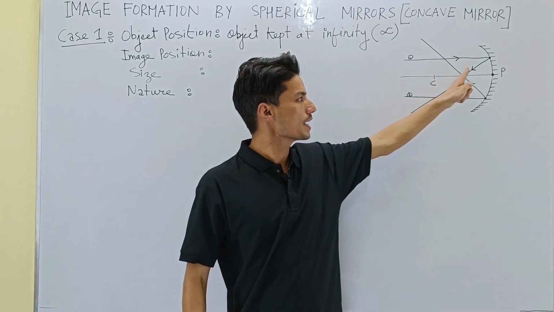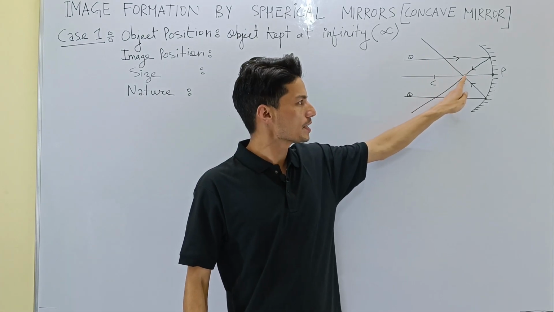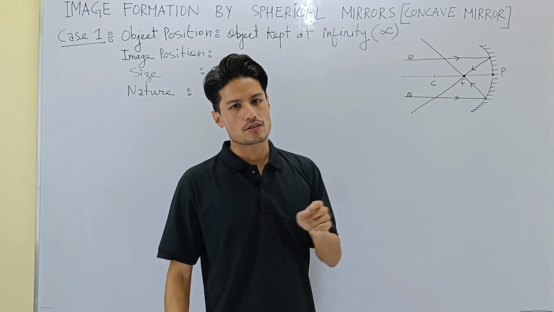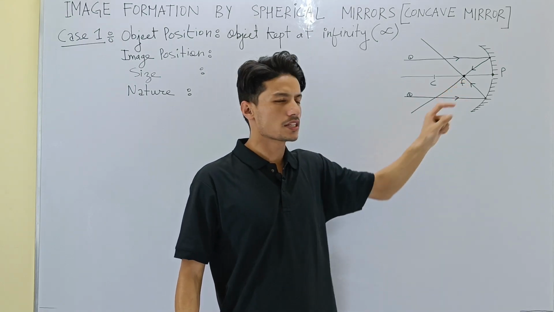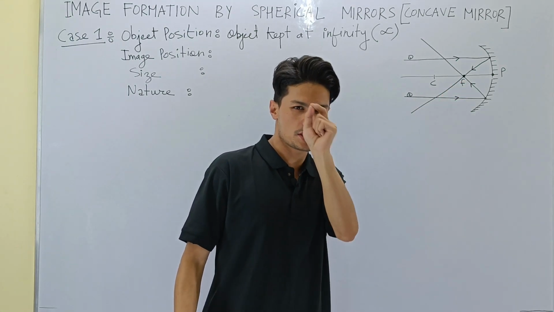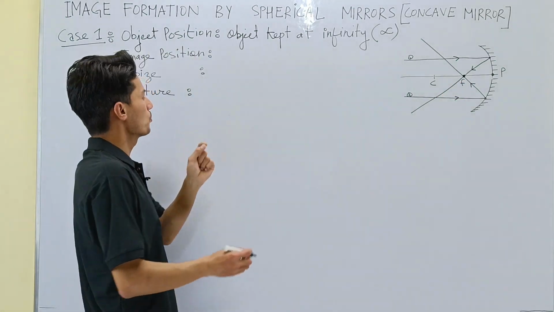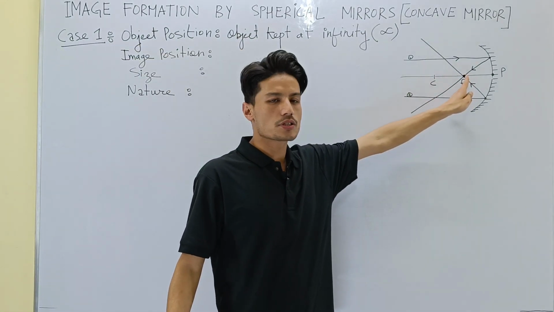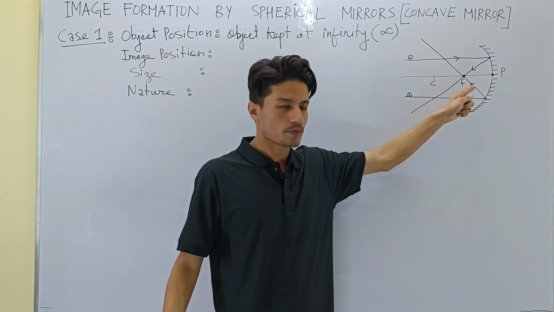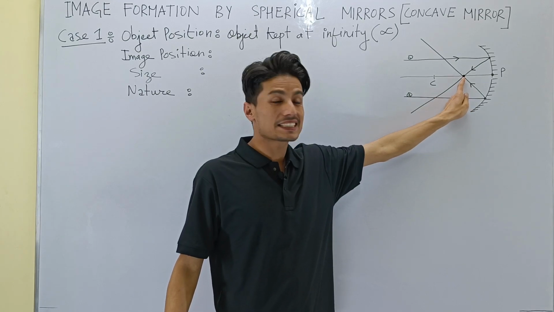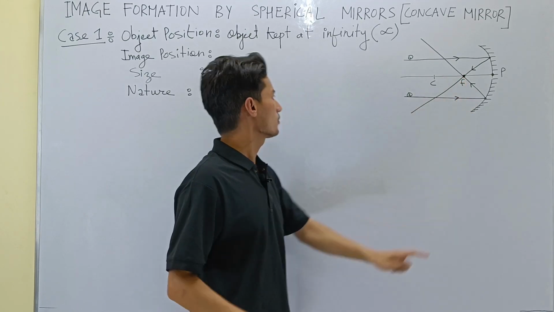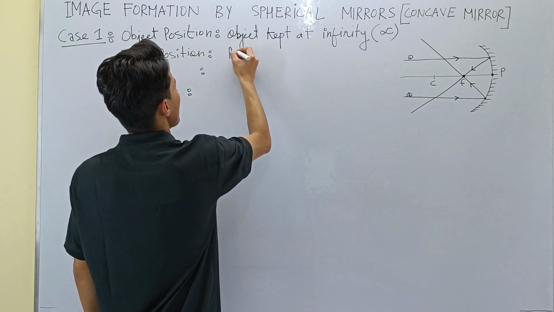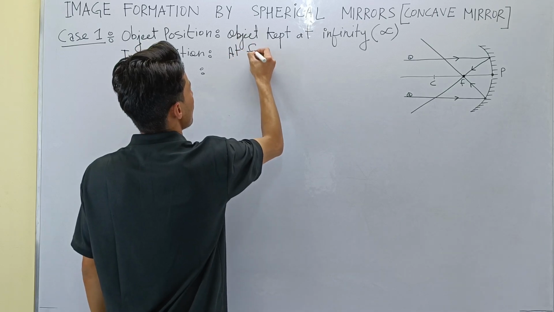From case 1 itself, we will get an image, but this image will not be visible to us because it is a point. It is a point image. It's just a dot, a very small image. Now the image position. Where is the image formed? Image position means you have to tell where the image is formed. The image is formed exactly at the focus. So we will write: image position at focus.